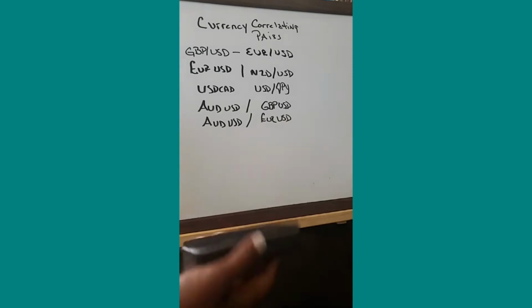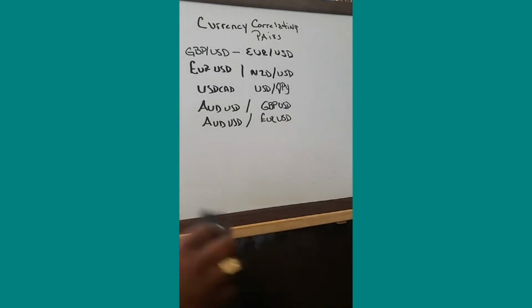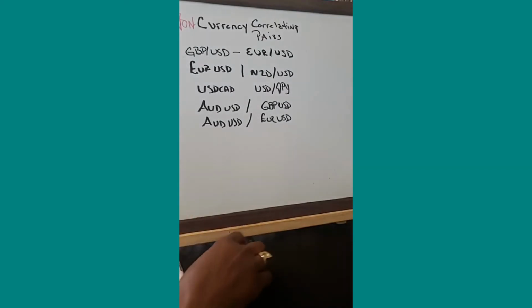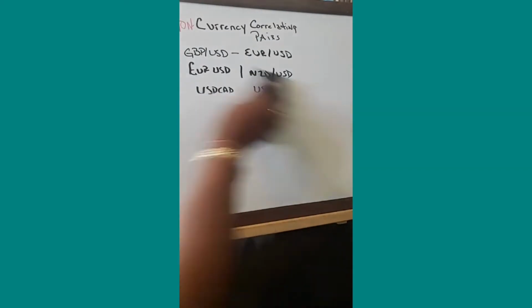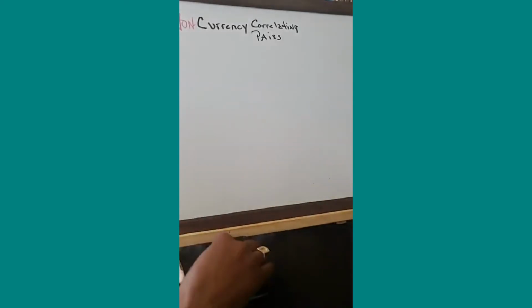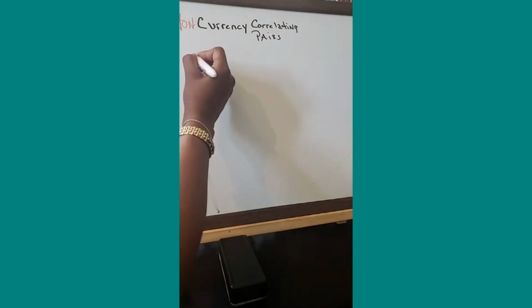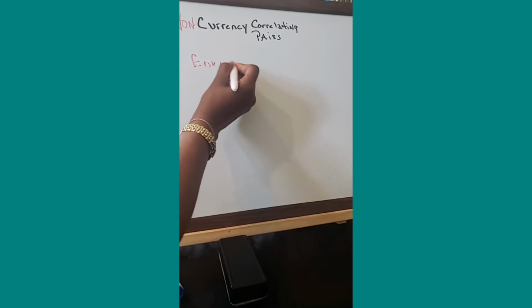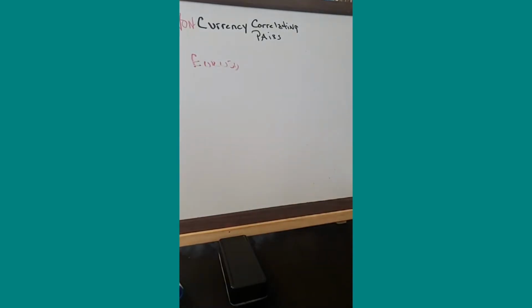Okay, and now I'm going to put up here the non-correlating pairs. So, non-currency correlating pairs. Let's erase this. And I'm going to explain to you why this is important. Let me see if this will work. My marker's been tripping. Can you see it? I want you to be able to see it. No, I'm just going to do it with black.